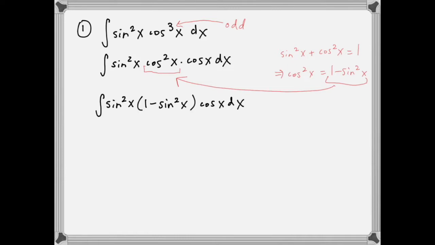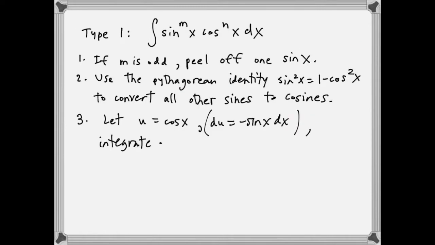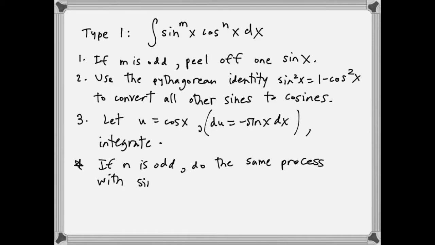The point is here, we're going to let u equal sine x. Why are we letting u equal sine x? Because in this problem, the number of cosines is odd. So let me just write that down here as my first little star. If n is odd, do the same process with sines and cosines flipped.